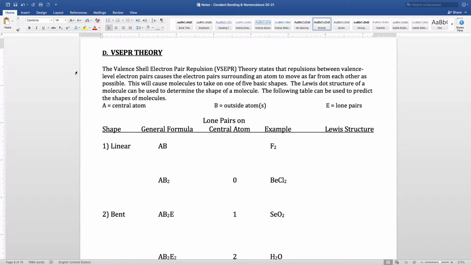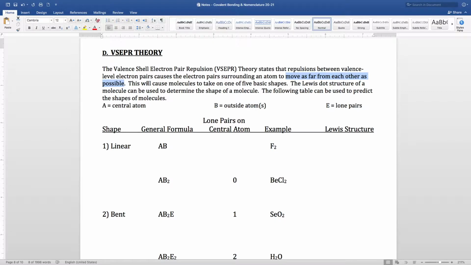This lesson is going to be about VSEPR theory, or the valence shell electron pair repulsion theory. I know it's spelled VSEPR, but we call it VSEPR. It states that the repulsions between valence electron pairs cause the electron pairs surrounding an atom to move as far from each other as possible. Remember, the electrons don't like each other, so they're going to be as far away as possible. They are the same charge, so they will repel.